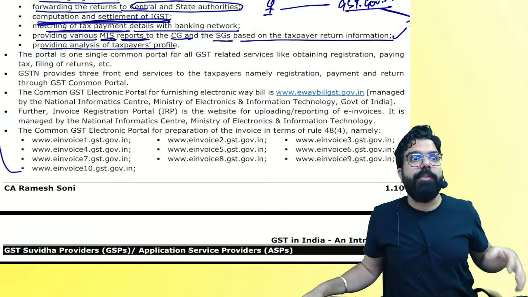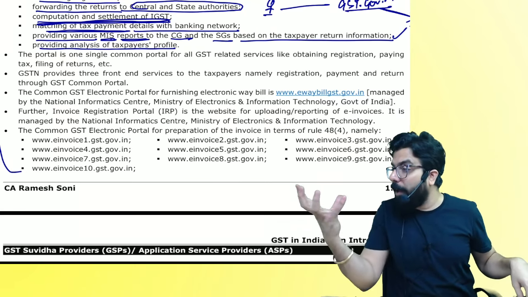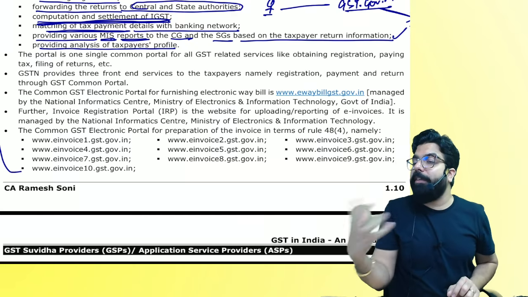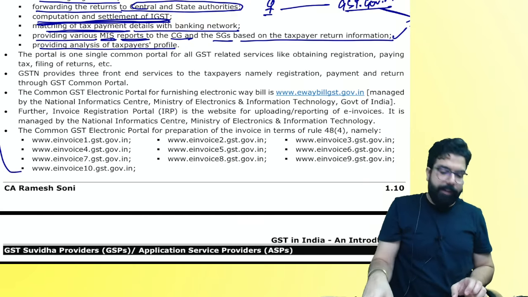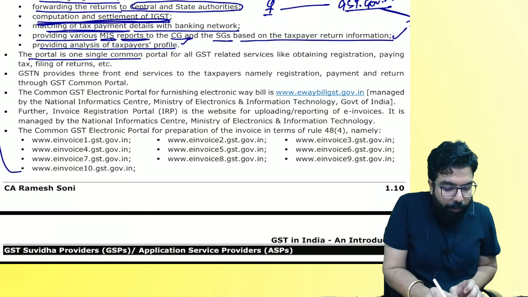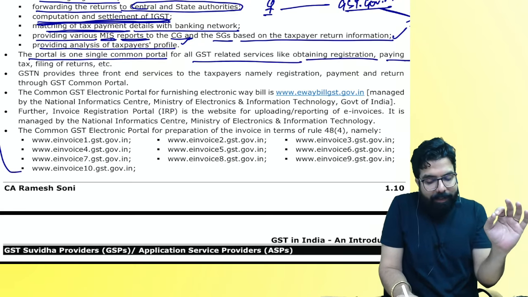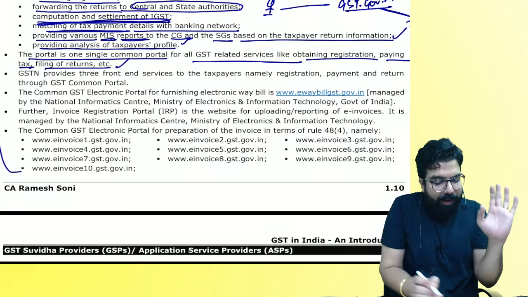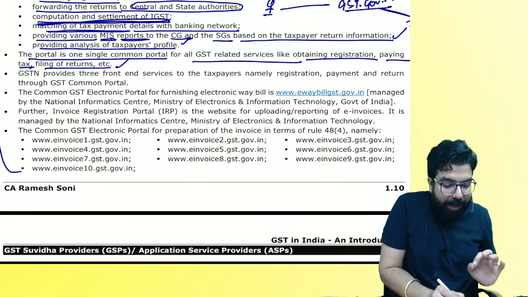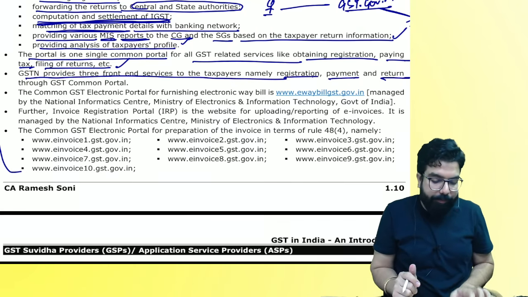Providing analysis about taxpayer's profile. Ramesh is a risky taxpayer. He is not paying his taxes correctly. There is a doubt. He is taking more input. All this analysis, who does? GSTN. Are we clear, everyone? Can I go ahead? See, the portal is a single common portal for all your registration, paying tax, filing of return, etc. But primarily, it provides you three things: registration, payment, and return.